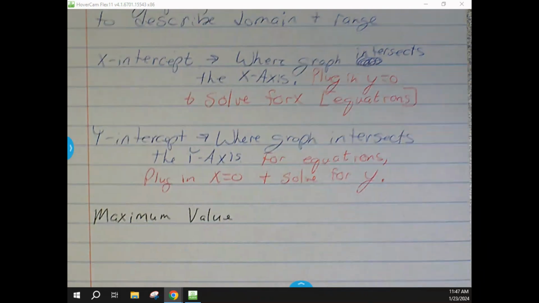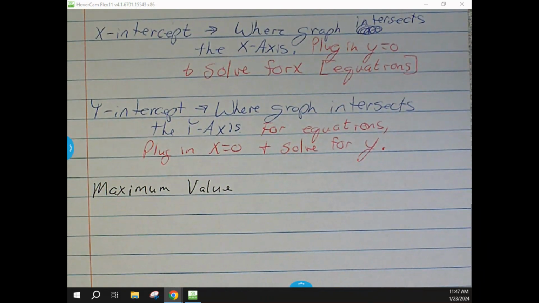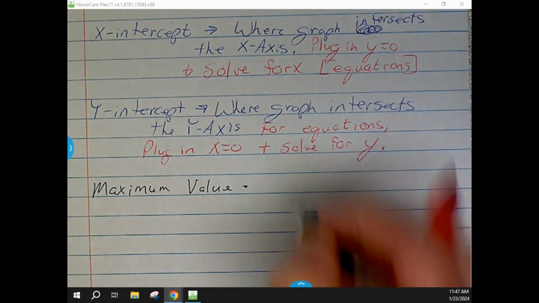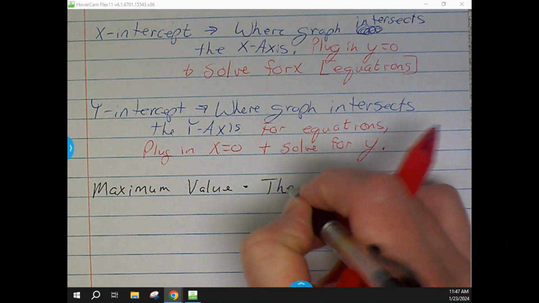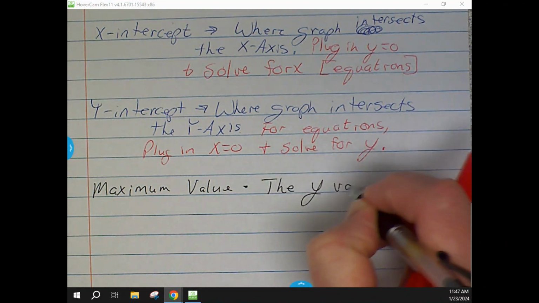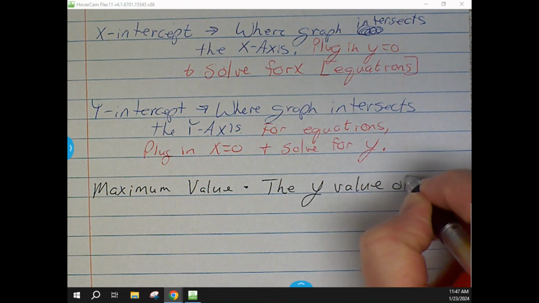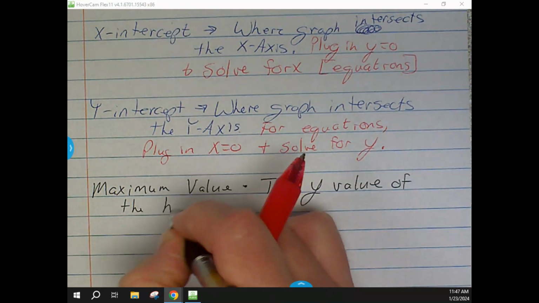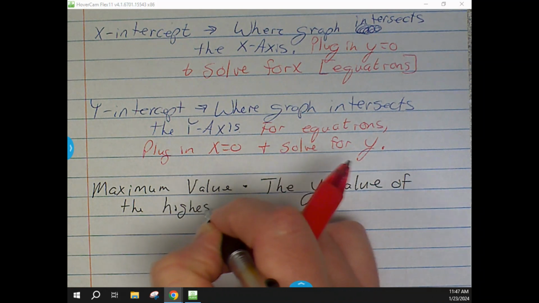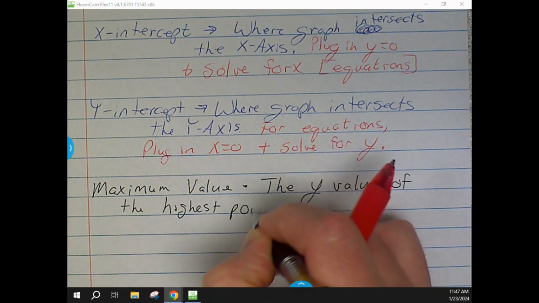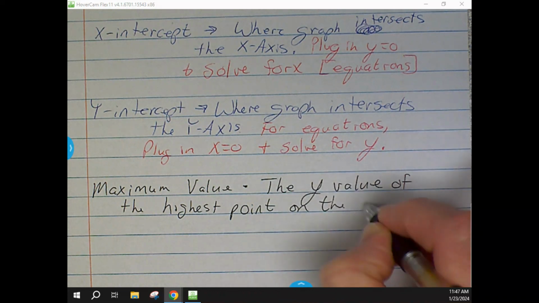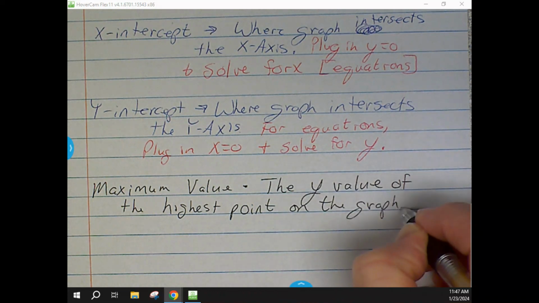Okay, and then after they do a little bit with x-intercepts and y-intercepts, they're going to talk about maximum and minimum value. Maximum value, again, it's still the highest point on a graph, but the most important thing in this case is it's the y value of the highest point on the graph.